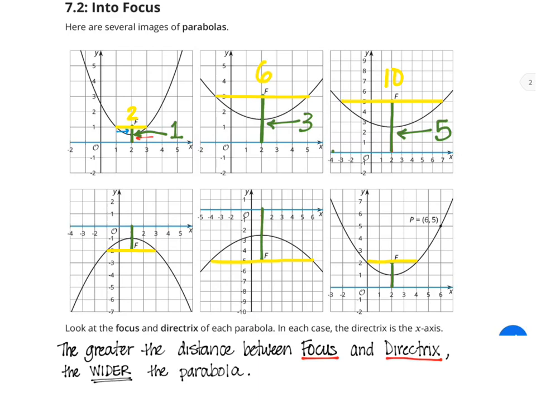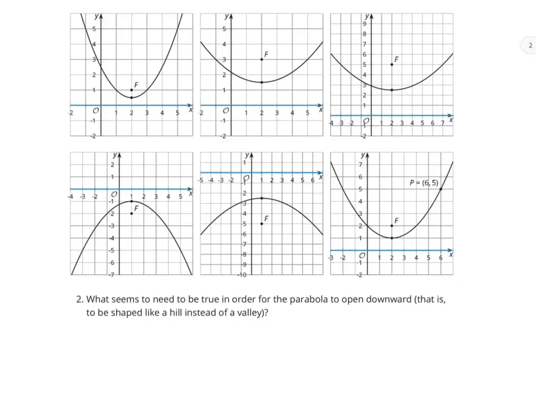So here we've got our statement that I want you to write. The greater the distance between the focus and the directrix, the wider the parabola is. So you'll notice that we have a narrow parabola and a wider parabola. As this length from directrix to focus got larger, the parabolas got wider. But not only that, they also got narrower when that distance was smaller.